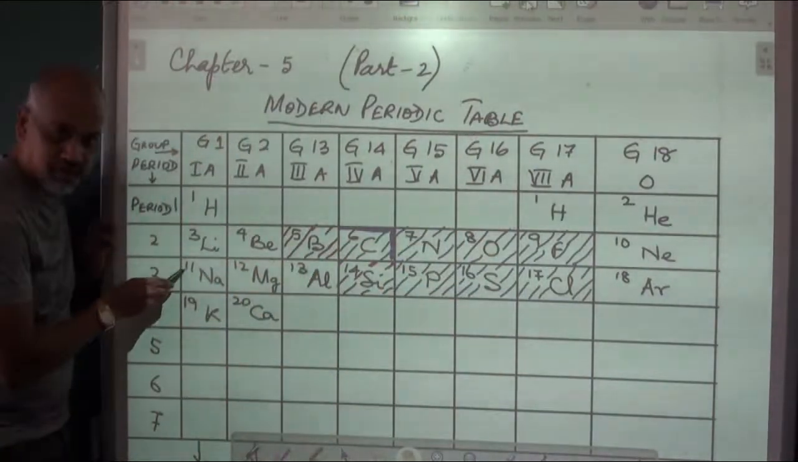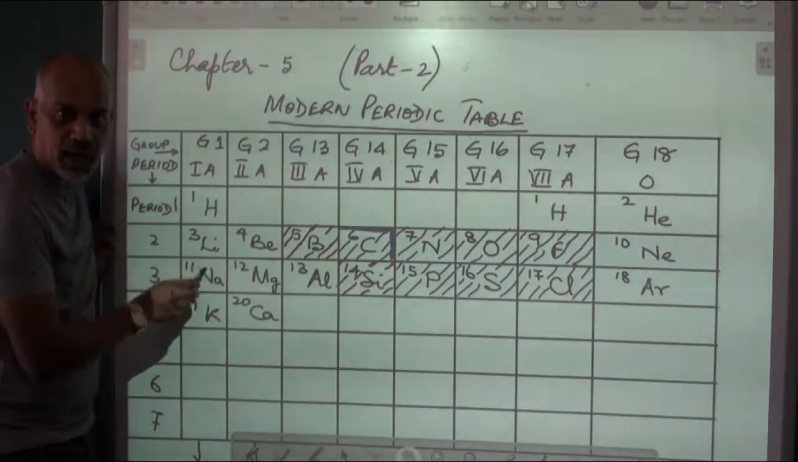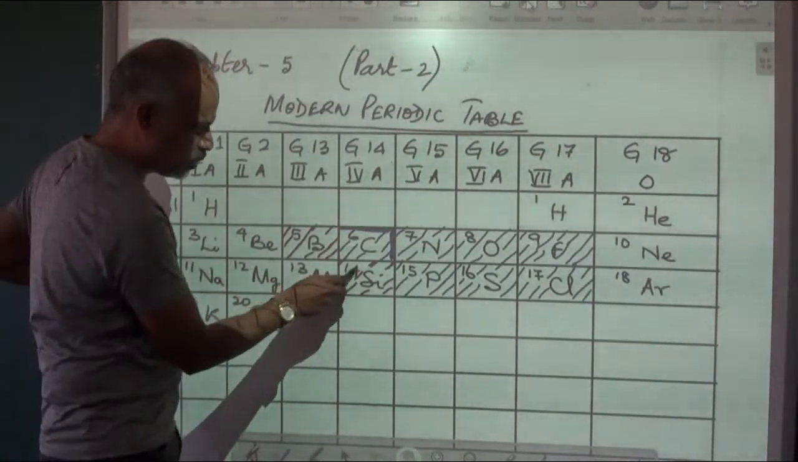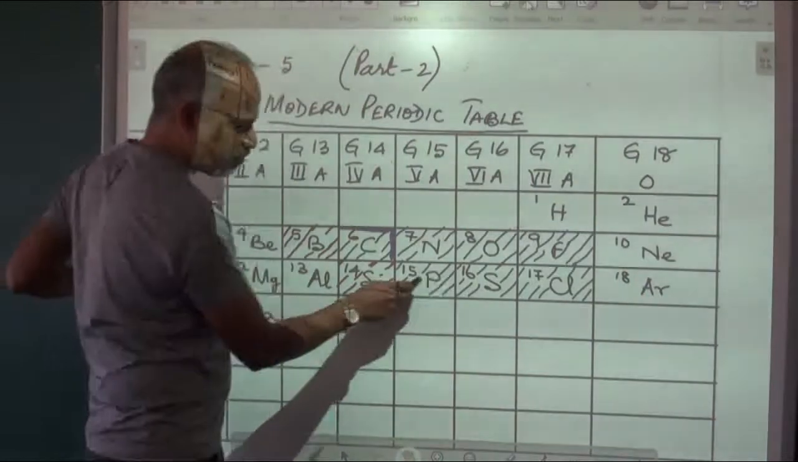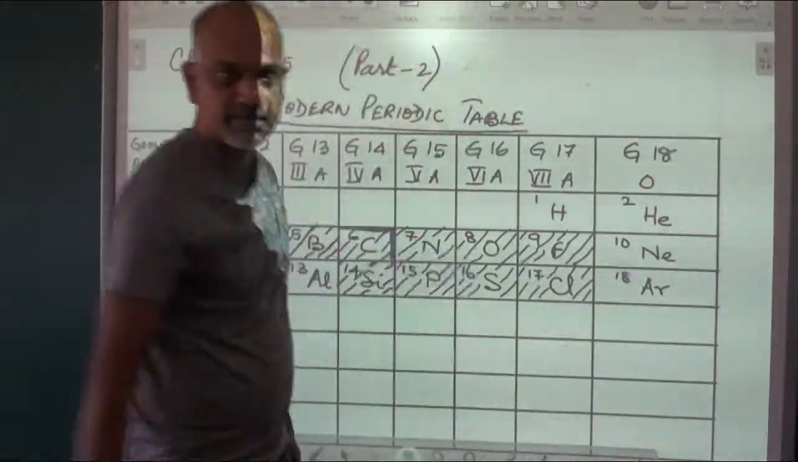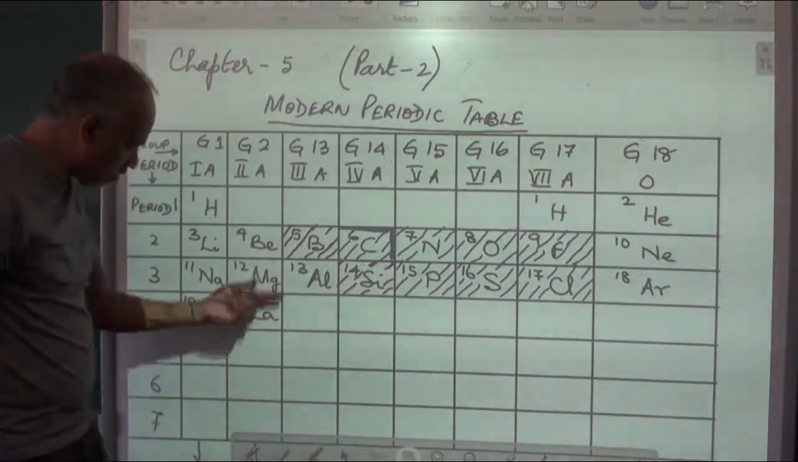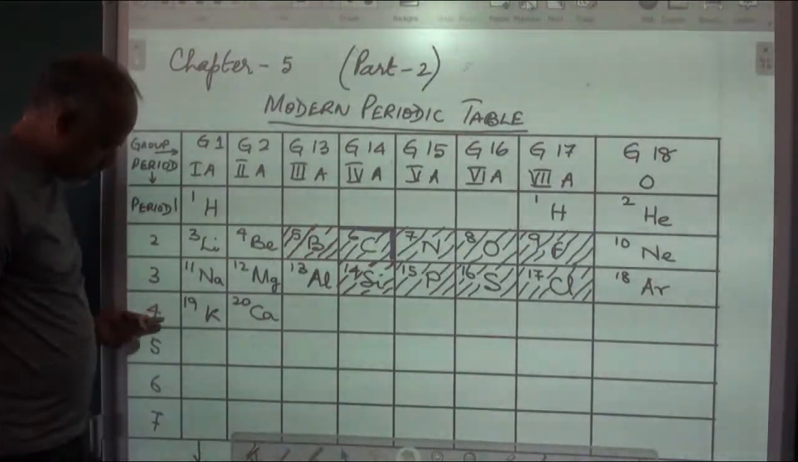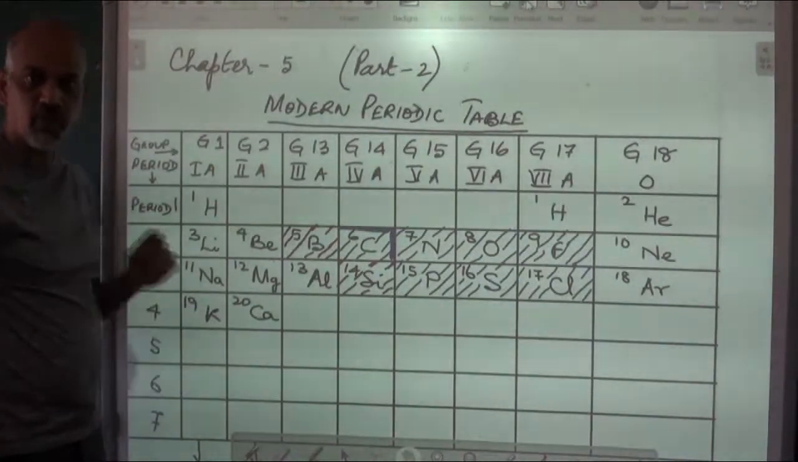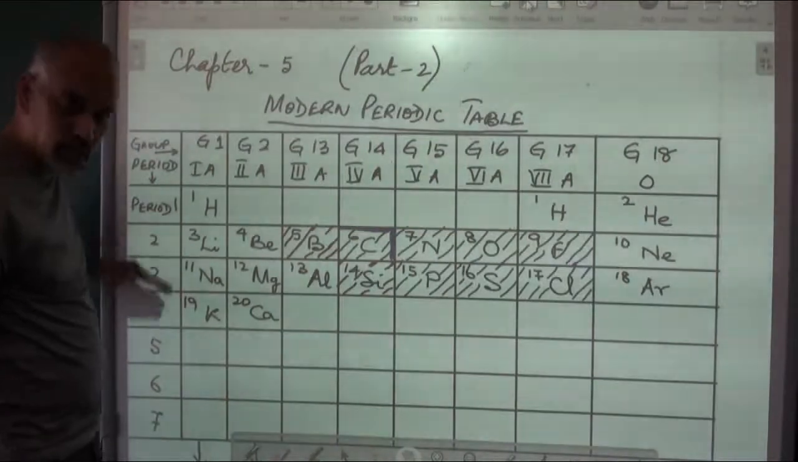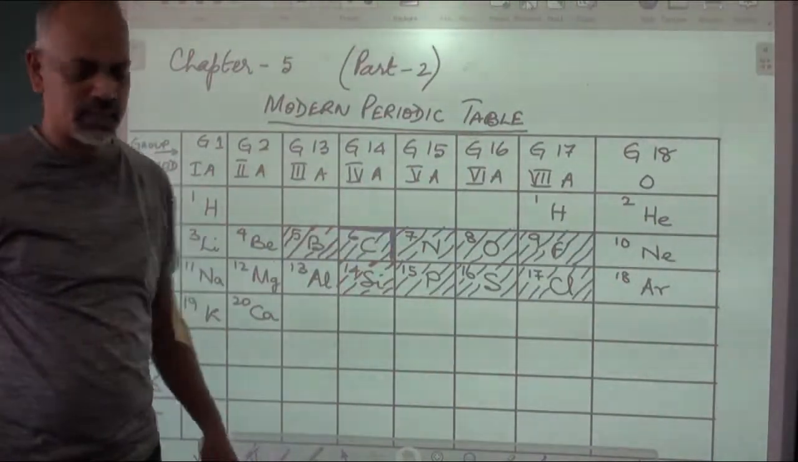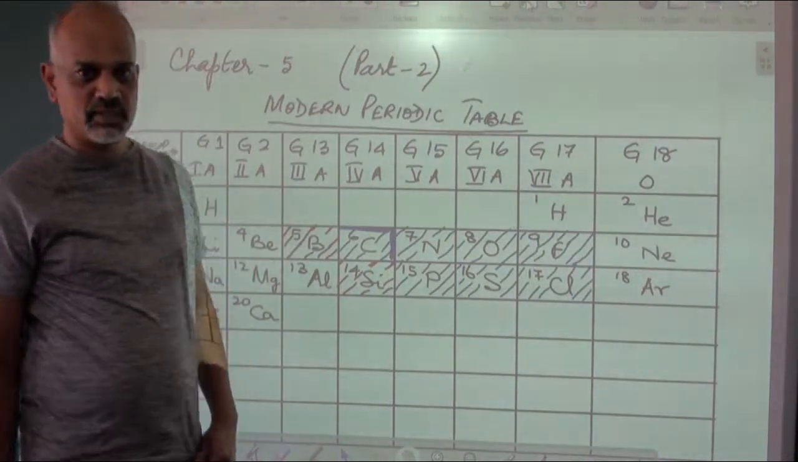You can check. 11 means 2, 8, 1; 2, 8, 2; 2, 8, 3; 2, 8, 4; 2, 8, 5; 2, 8, 6; 2, 8, 7; 2, 8, 8. All having 3 orbits, therefore they are in period 3. These have 4 orbits, that's why they are in period 4. So periods are actually the number of orbits they have, or number of shells they have. Okay. So that's how they are arranged.